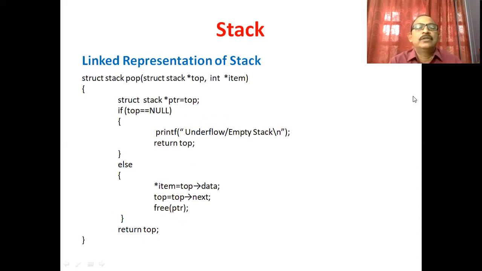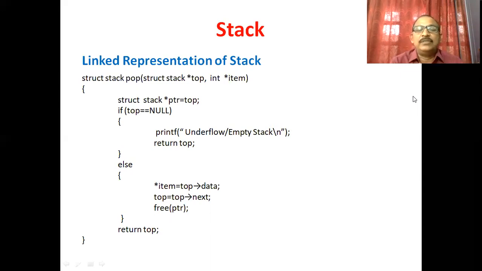Next, the pop operation. Again, it has two parameters: one is the top pointer and the next is the item. Here we declare a PTR variable, a pointer variable, and set PTR is equal to top. If top is equal to null, what does it mean? The stack is empty, return top. Else, star item, here you can see item is a pointer variable of type int.